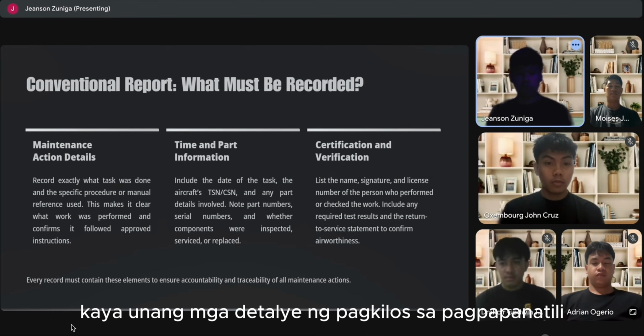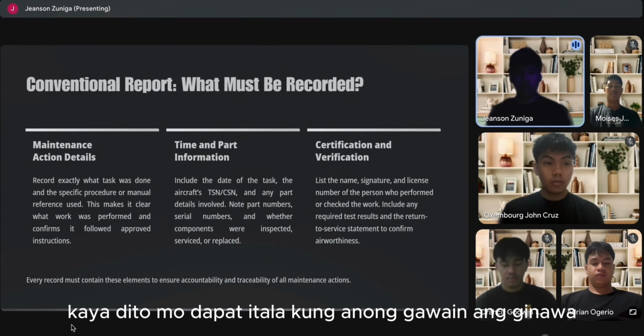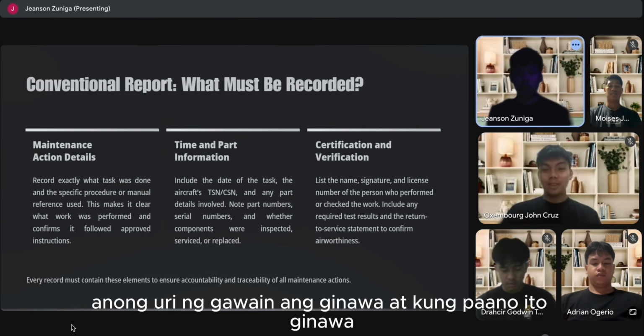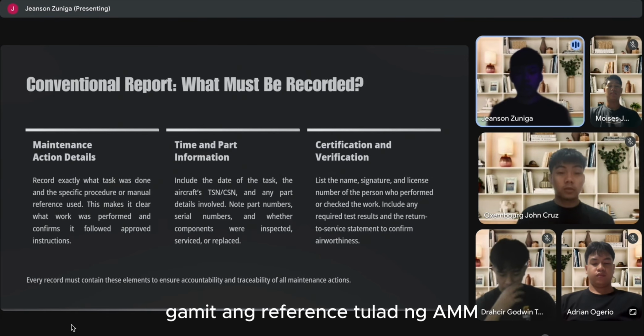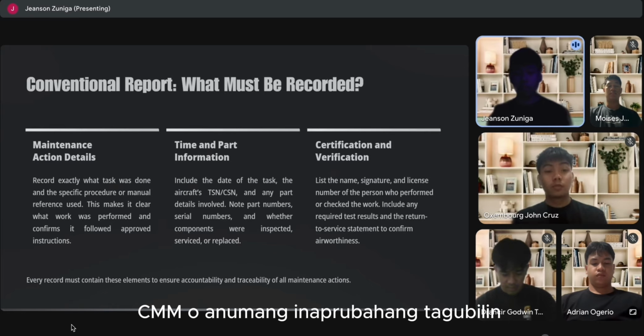So first, maintenance action details. This is where you must record what task was done, what kind of task was done, and how it was done, in specific procedures or manuals, using references like AMM, CMM, or any approved instructions.